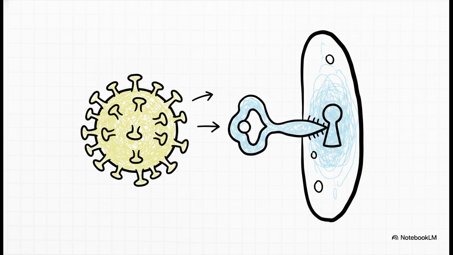Let's zoom in on step 1 for a second, because attachment isn't just randomly bumping into a cell, it's about extreme precision. The virus has to find the exact right receptor molecule on the surface. It's literally like finding the exact right key for a lock. This completely explains host specificity and tissue specificity, why certain viruses only infect humans, and why, for example, SARS-CoV-2 specifically targets the ACE2 receptors on our respiratory cells. If the lock doesn't match the key, well, the heist is over before it even begins.